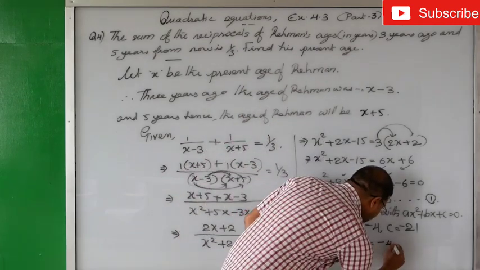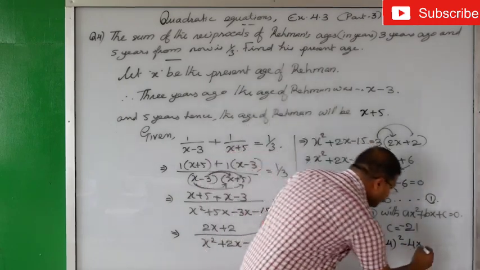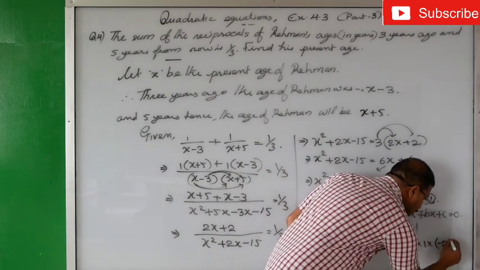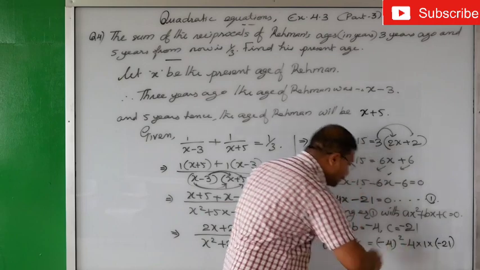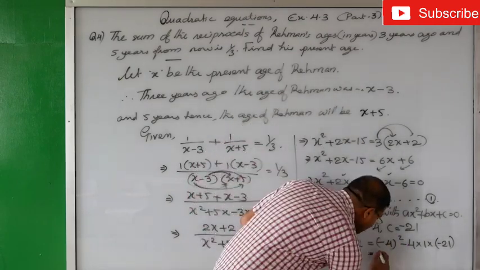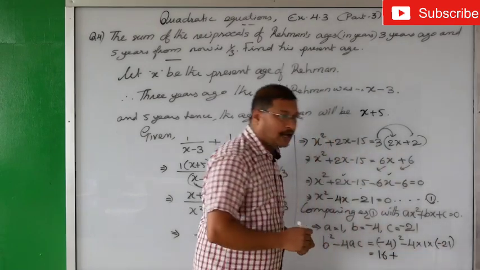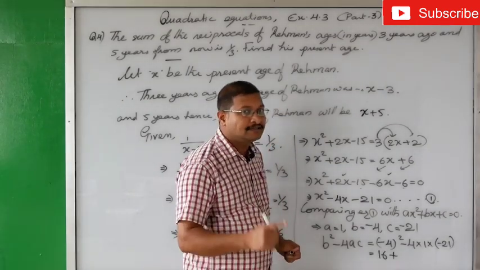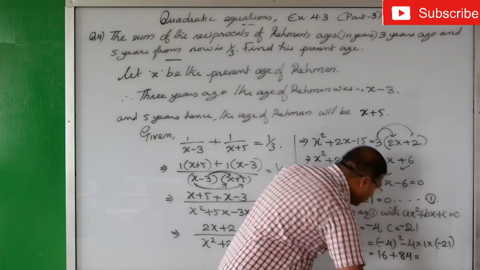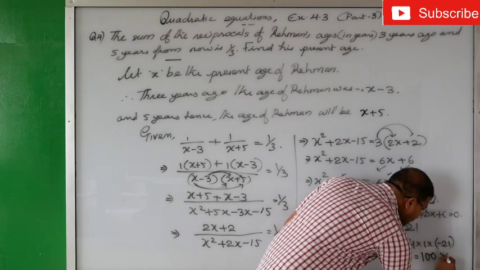Minus 4. So minus 4 the whole square minus 4 into, what is the value of a? 1. What is the value of c? Minus 21. So minus 4 the whole square, 4 fours are 16, minus into minus plus, that means 16 plus 21 fours are, yes, 84. Now 84 plus 16, 100. So it is greater than 0.